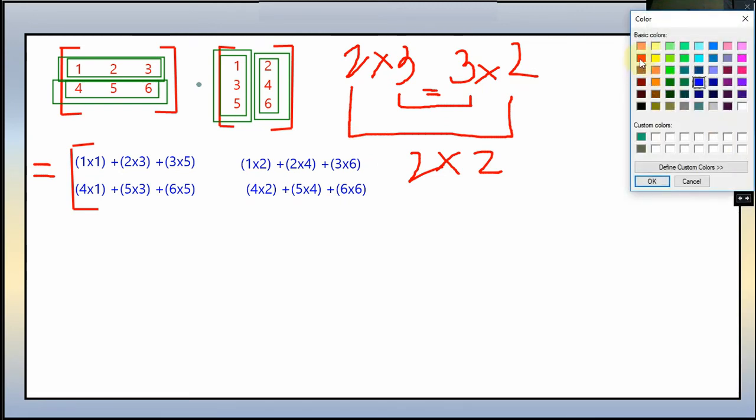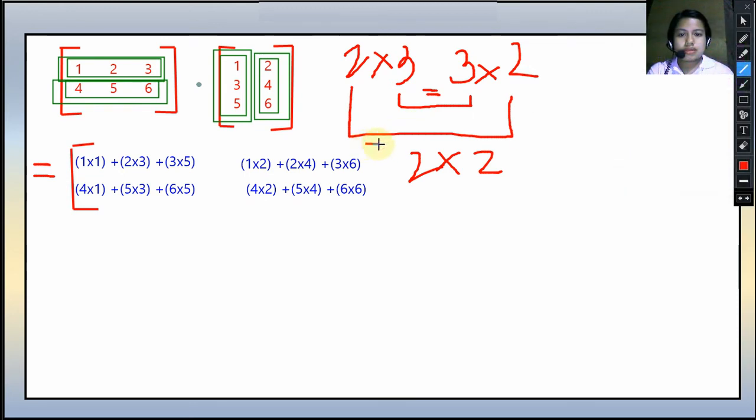Now return back to red. Okay. Now, what do we have here now?